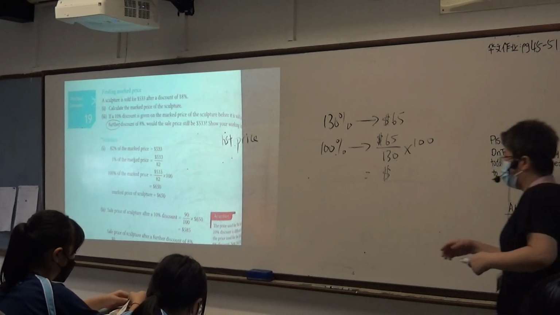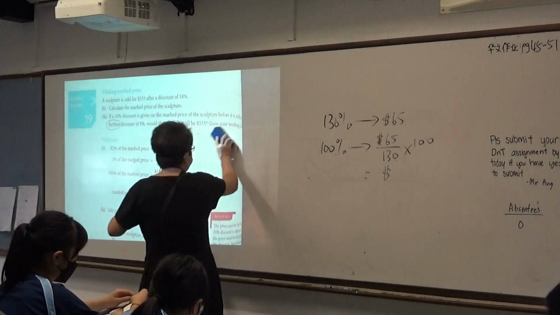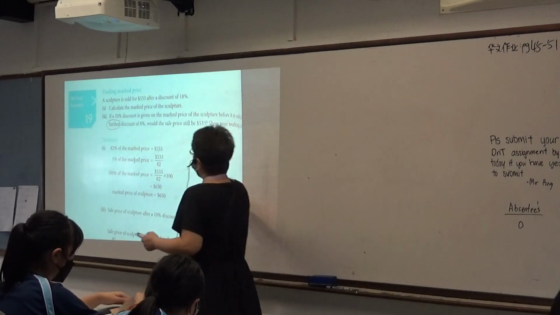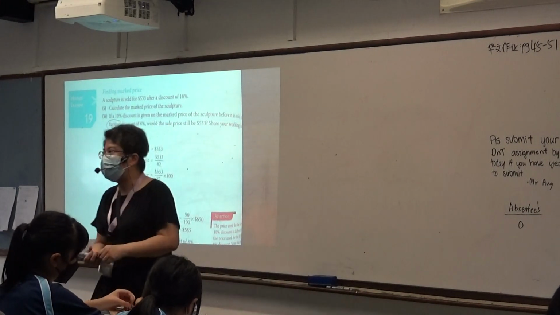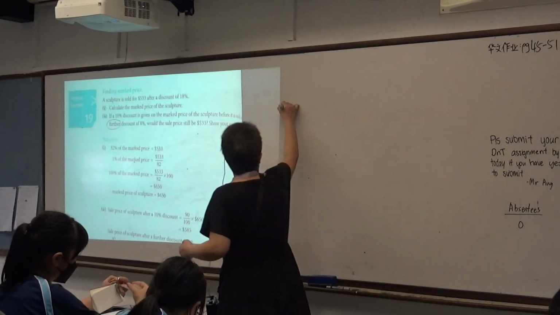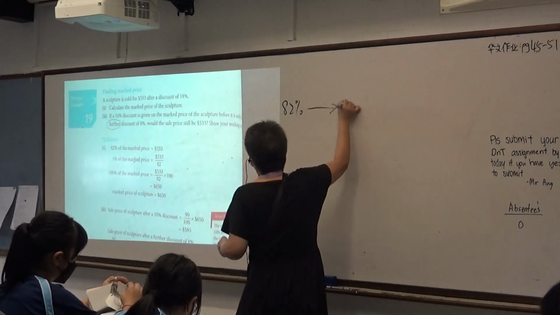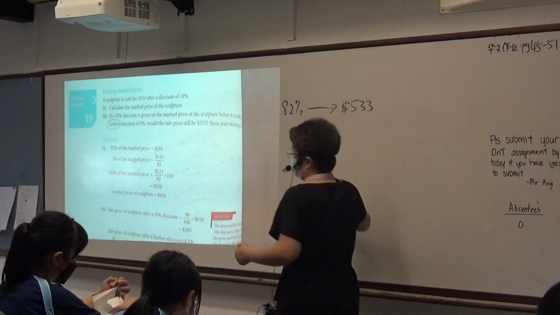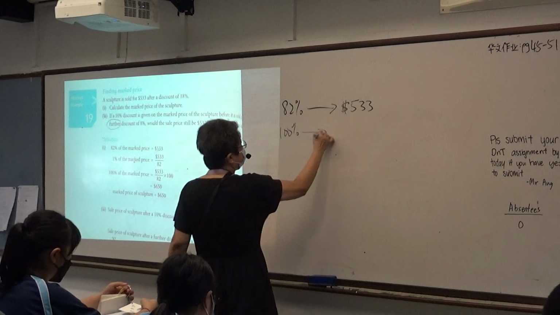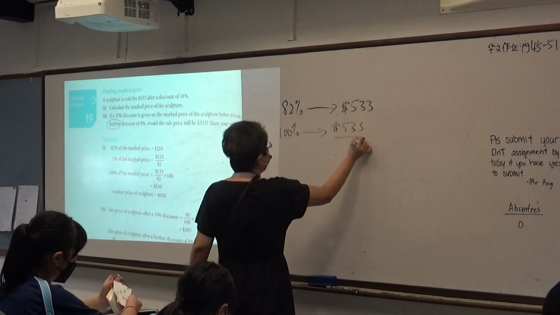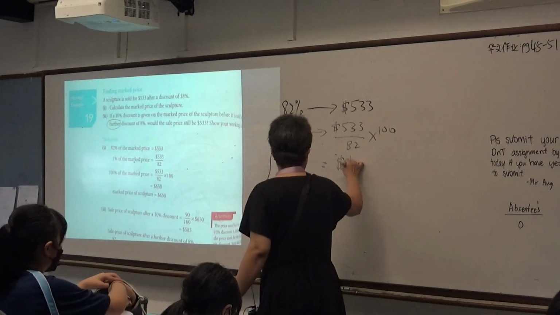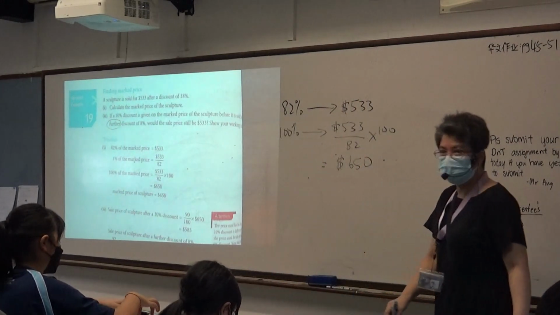Now, I'm going to do this on the board. Do you agree that after an 18% discount, how many percent left? 82, okay. 82% will correspond to 533, right? The original or mark price must be 100%. So it's 533 over 82 times 100. So I will get $650.